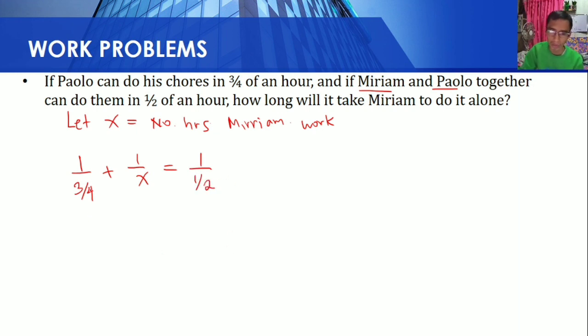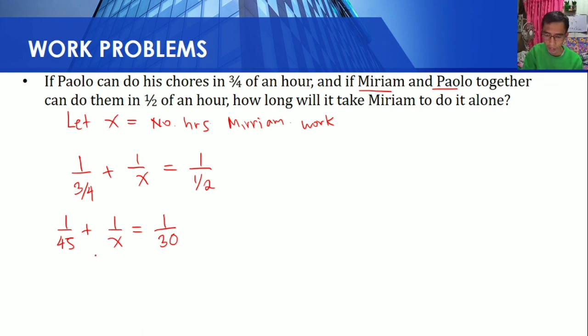So we can convert 3/4 and 1/2 into minutes. 3/4 of an hour will be 45 minutes, no? So that will be 1 over 45 plus 1 over x is equal to 1 over, so the half of an hour, that is 30 minutes, di ba? So 30 minutes. We converted it so it's easier for us to solve the value of x.